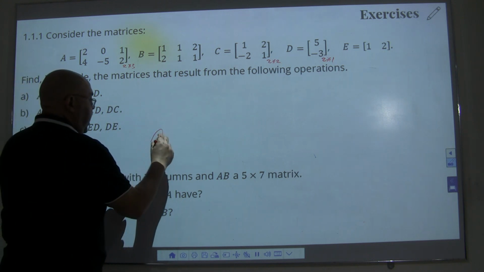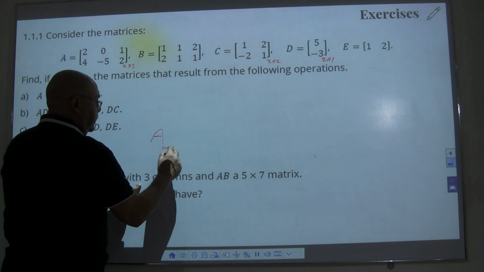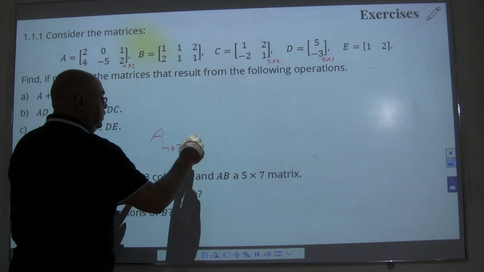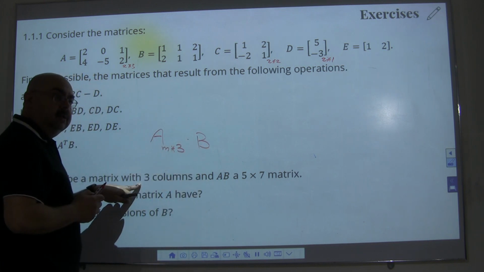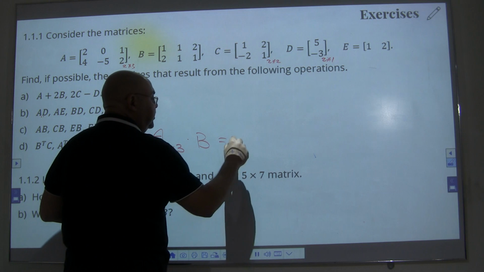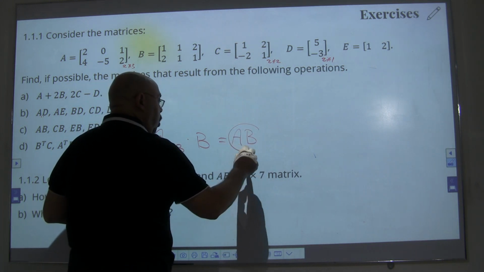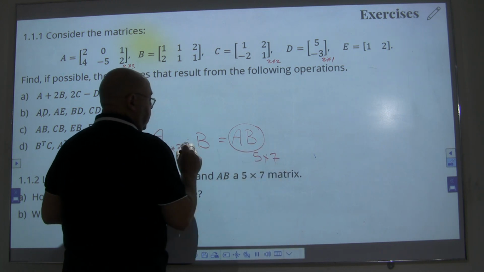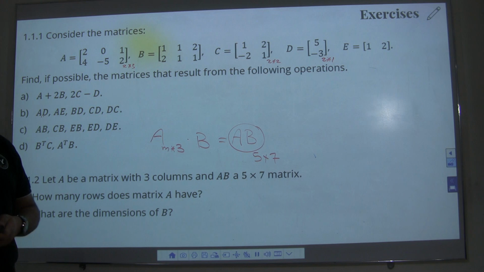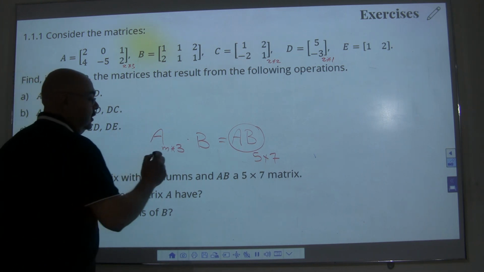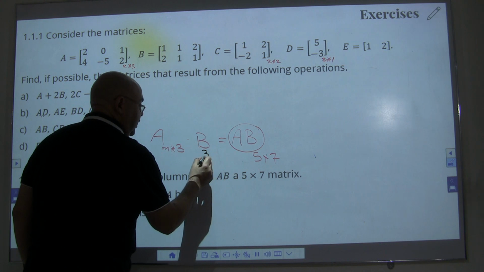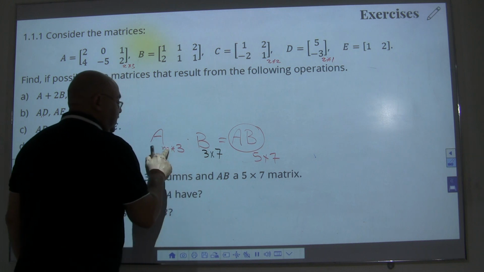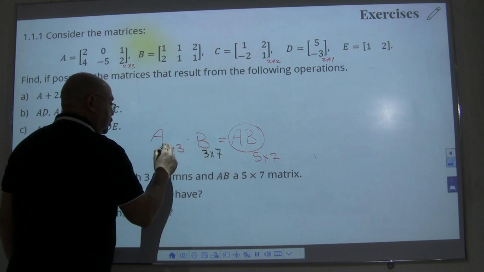3. Simply A is something times 3. It's supposed to be multiplied by another matrix, called B, to have a result AB with dimension 5 times 7. In order to be able to do the multiplication, any suggestions? Matrix B has to be 3 by n. By 7. That's n. It should equal 7. The number of rows of AB should equal 5.